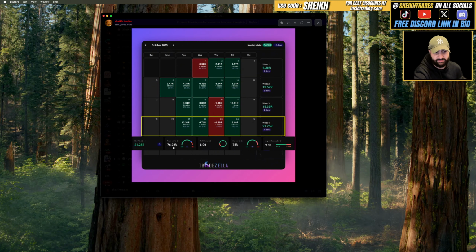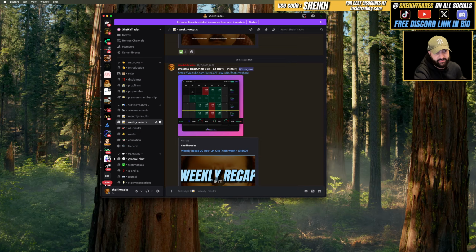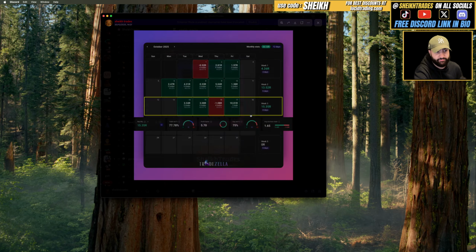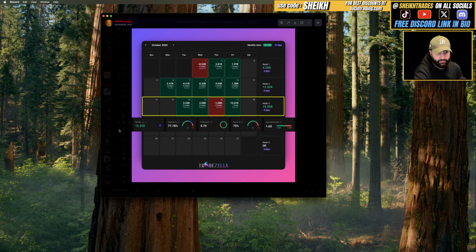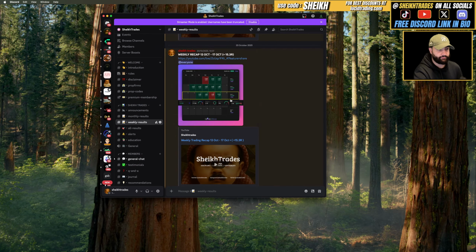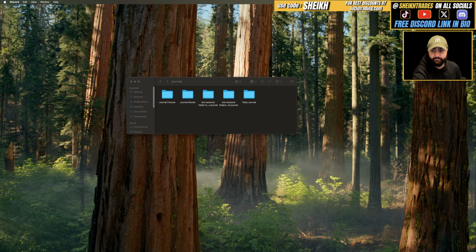21.25 R, 76% trade win, 8 profit factor, 75% day win, and a 2.38 average win-loss ratio. My average win-loss ratio improved, and you could see here, my average win-loss ratio was horrible. Those are journaling softwares where you could track your data, and it's specifically for your data.